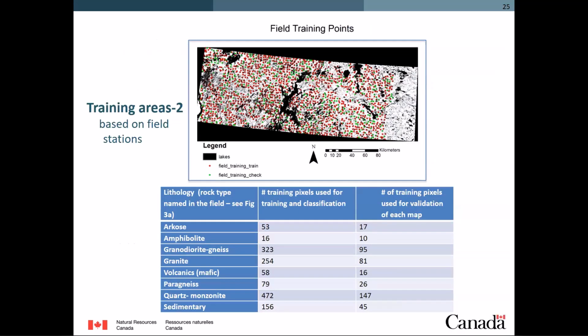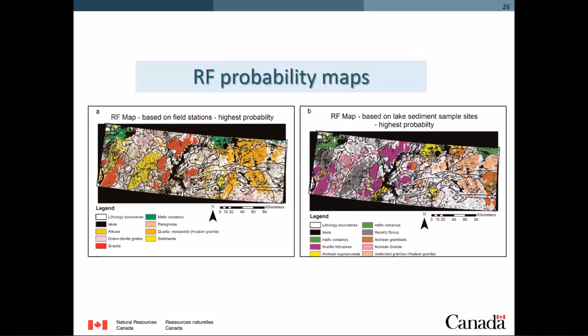The second area is, here's the field training points. The same idea goes here. We intersected, we used the database of the field database, extracted the rock unit or lithologic type, and we intersected that to create our RF model. So that's a different way of doing it. I like that way because you're actually building a map on the fly. Here's what the maps look like. This is based on the sediments. This is based on the field stations. And you can see we've done fairly well.